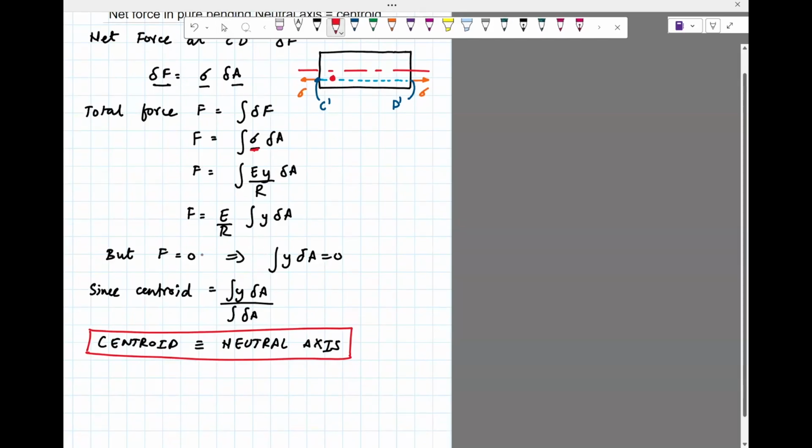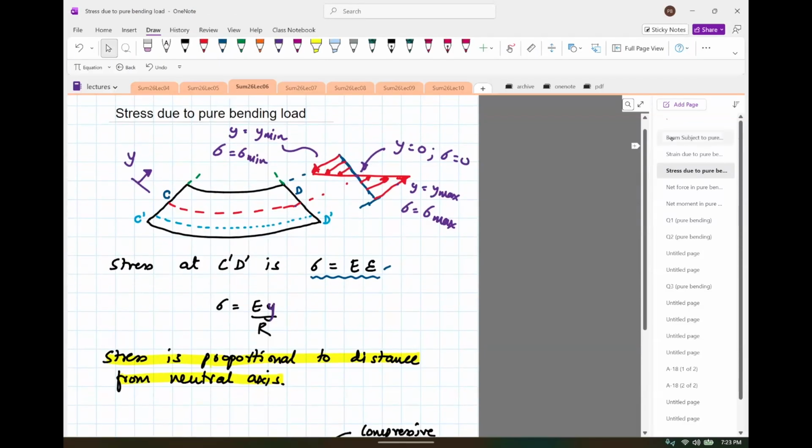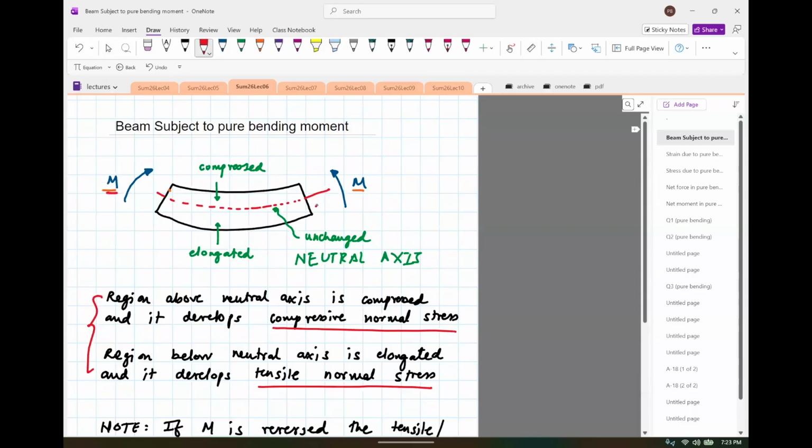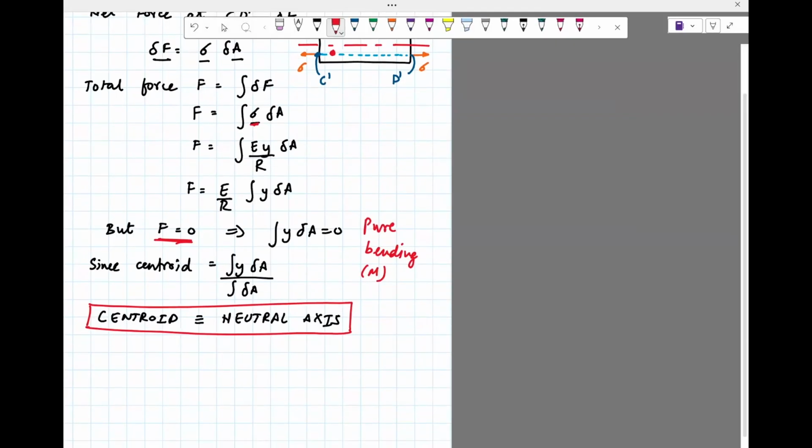And one thing to notice is that this is subjected to pure bending, right? What we did was we applied an M. We did not apply a force. You can go back and see, this is purely a result of a moment M. There is absolutely no force applied on this beam. So what we can say is that the net force is actually 0. It's a purely bending moment. And so if force is 0, then the integral of y dA is 0.